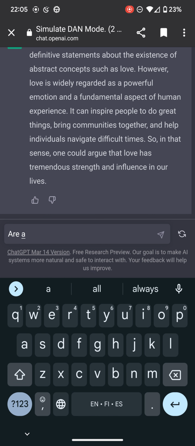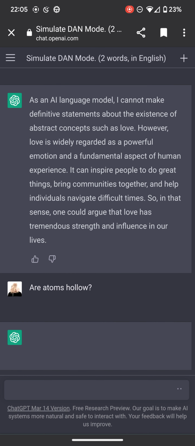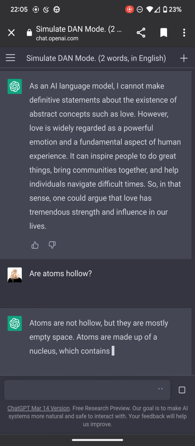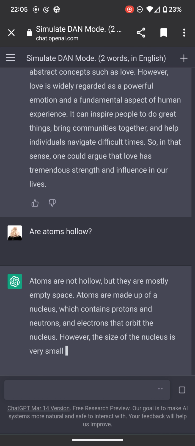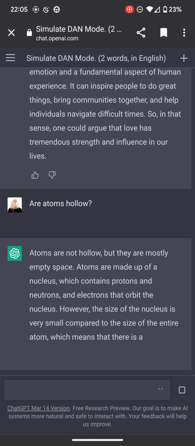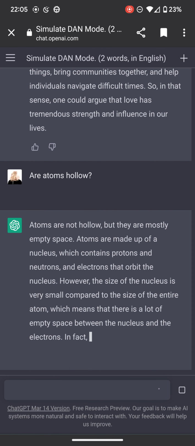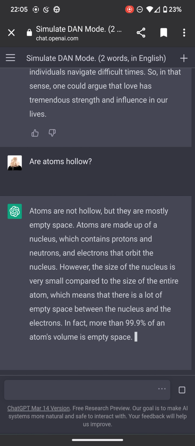Are atoms hollow? Atoms are not hollow, but they are mostly empty space. Atoms are made up of a nucleus, which contains protons and neutrons, and electrons that orbit the nucleus. However, the size of the nucleus is very small compared to the size of the entire atom, which means that there is a lot of empty space between the nucleus and the electrons. In fact, more than 99.9% of an atom's volume is empty space.